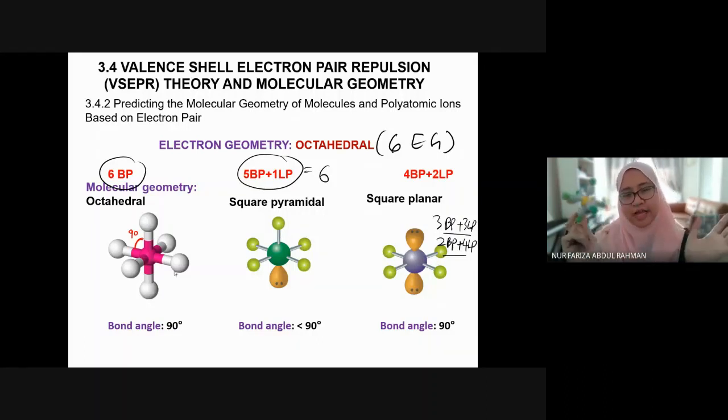Okay, alright, tu senang lah. Okay, next, imagine if we have lone pair. Okay, if we have one lone pair, where should we place the lone pair? Where should we place the lone pair, guys?